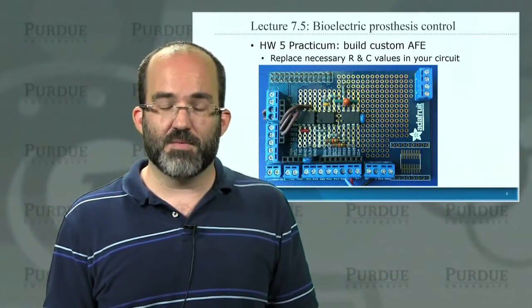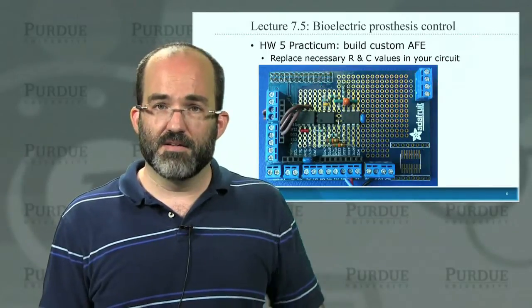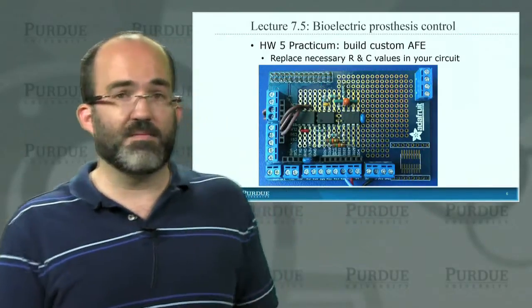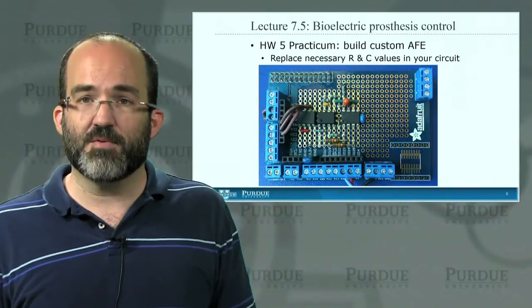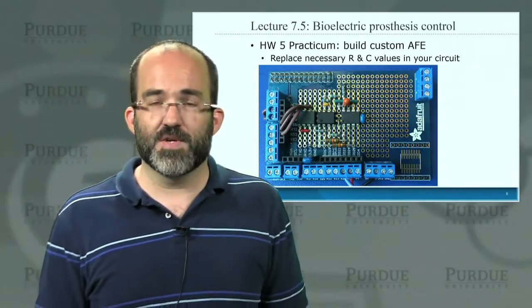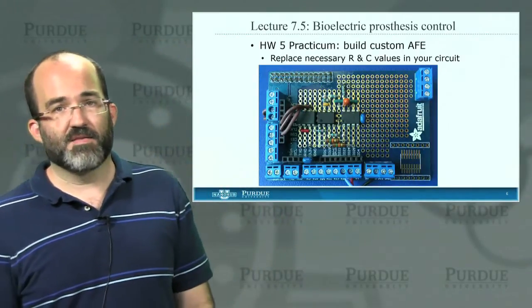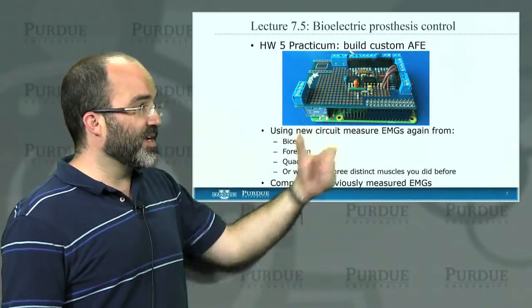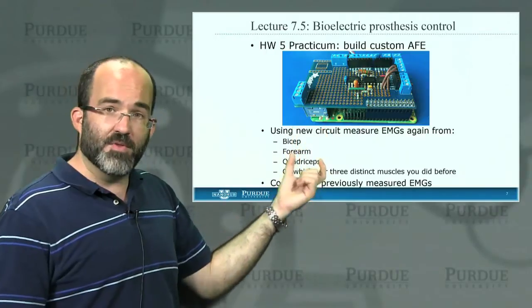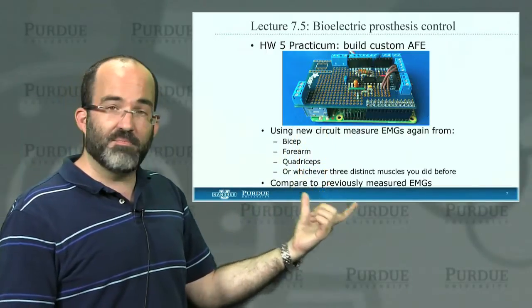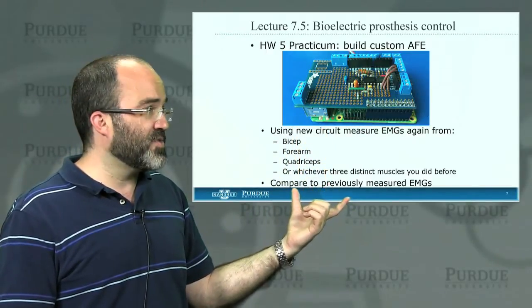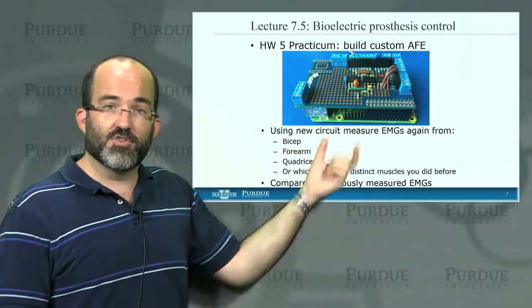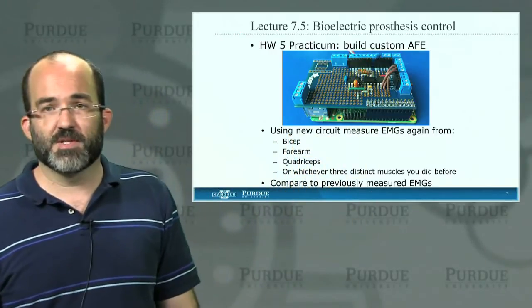of your circuit showing me that you've replaced the values, and then you should be able to hook it right back up to the same muscle, and you should get much better performance, a better signal-to-noise ratio, a better quality signal coming out of your A to D in streaming. Once you do that, you assemble everything up again, you measure again from those 3 muscle groups, and I want you to compare the previous EMGs that you got from those 3 muscle groups to the new EMGs you're getting from those 3 muscle groups.